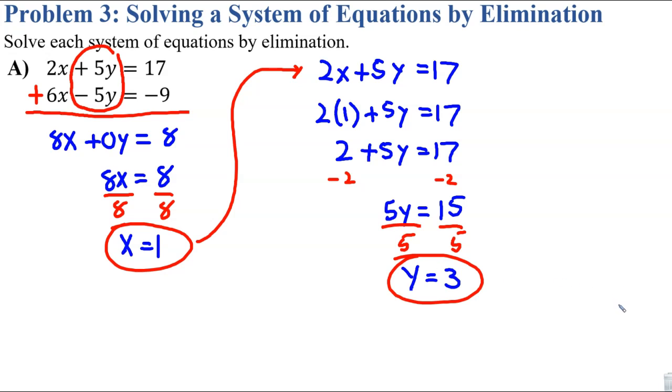So again, that's my elimination method. Add the equations together, hopefully canceling one of the variables. Solve for the variable that's not canceled, and then substitute that back into either equation to solve for the other variable. Again, in certain situations that's going to work out nice where variables will cancel, and in certain situations this is going to be easier than substitution.